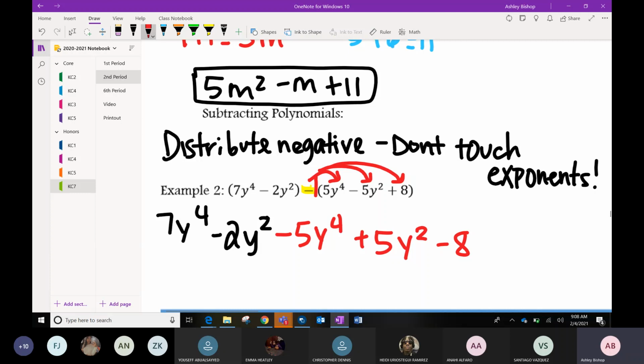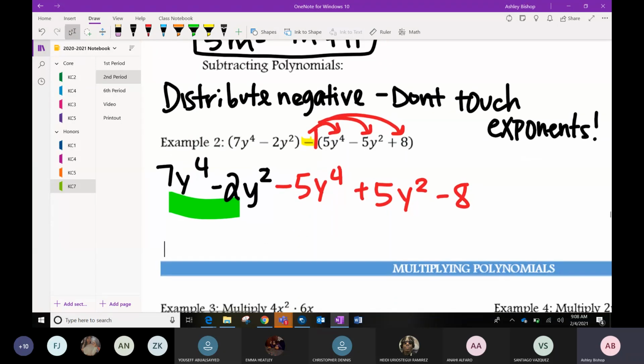I rewrote what's in front of the negative. What's in front of the negative stays the same. I distributed the subtraction sign, which we called a negative, to each thing, and I rewrote it. And all it really did was change the signs of everything in the parentheses. Now all I'm going to do is combine my like terms.